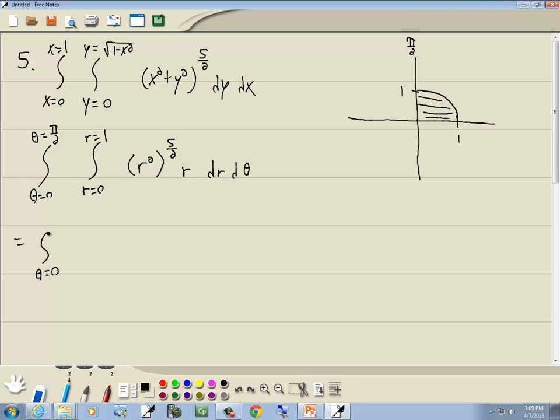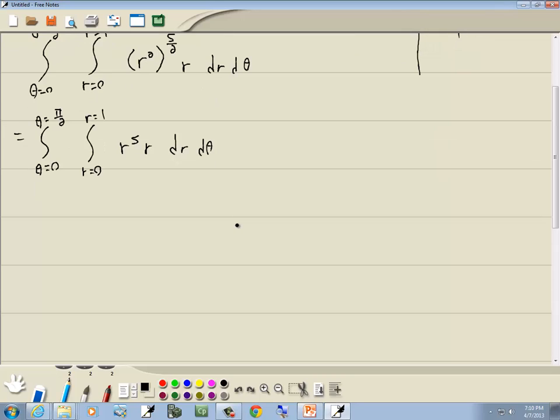Okay, so theta is equal to 0, theta is equal to pi over 2, r is equal to 0, r is equal to 1. Now, when we raise r squared to the 5 halves power, the 2 is going to cancel, and we have r to the 5th times r, dr d theta. So then we got theta is equal to 0 to theta is equal to pi over 2. R is equal to 0 to r is equal to 1. R to the 5th times r gives us r to the 6th. dr d theta.